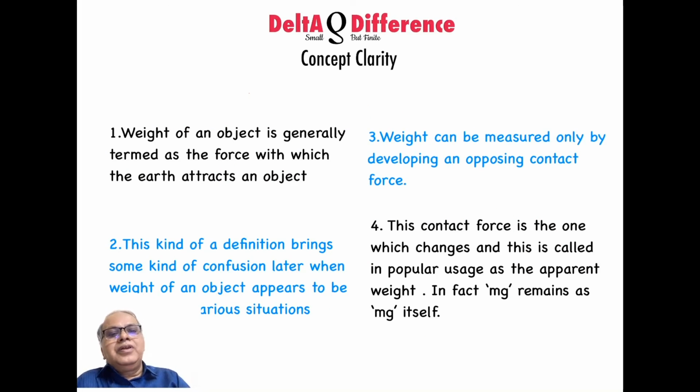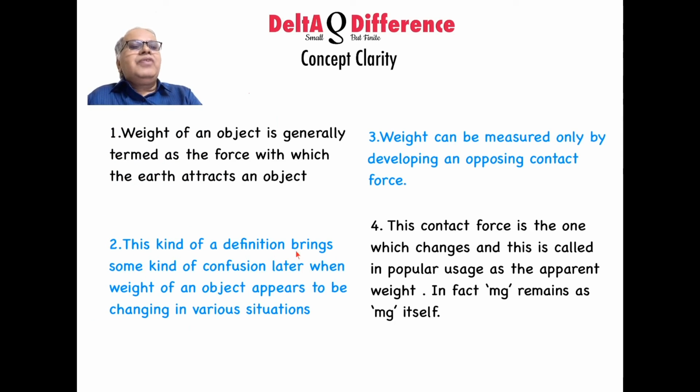I hope we have got some clarity on the definition of weight and weight as applied in many physical situations where it apparently changes. I'll try to summarize the results once again. Weight of an object is generally termed as the force with which the earth attracts an object. This kind of definition brings some kind of confusion later when weight of an object appears to be changing in various physical situations.